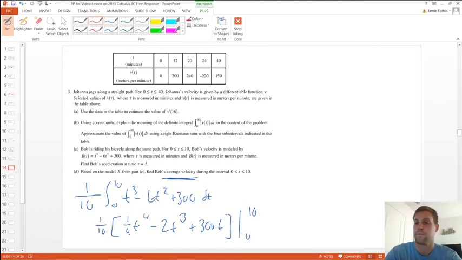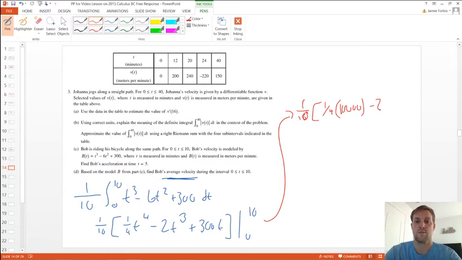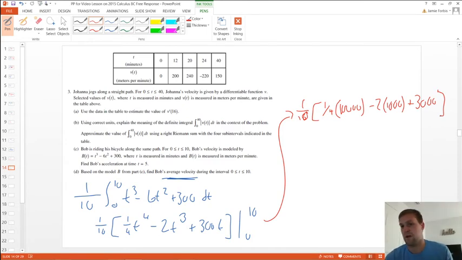So if I do that, I'll do it up here. We're going to have 1/10, and that's going to be 1/4 times 10 to the 4th, which is just 10,000, minus 2 times 10 to the 3rd, which is 1,000, plus 300 times 10 is 3,000. Okay. Now, again, this is calc inactive, so leave it that way. I'm sure it's fine. It's all kind of simplified out enough, I think.